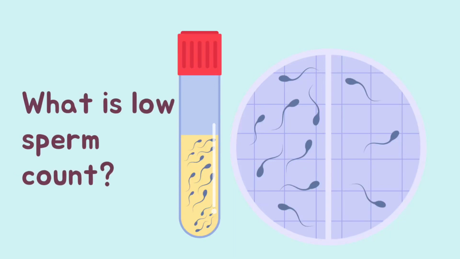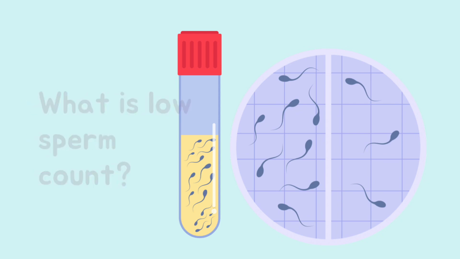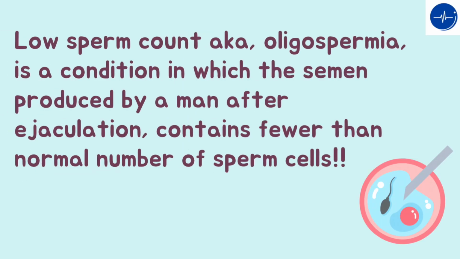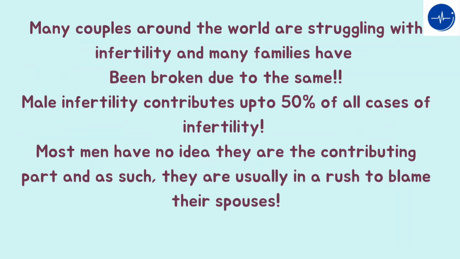Today we are going to discuss a very good topic known as low sperm count, and stick around to know what causes it, how do we treat it, and which options are there. So low sperm count is also known as oligospermia, a condition in which the semen has less than a normal number of sperm cells. So many couples around the world struggle with infertility, and up to 50% of the causes of infertility actually come from the man.